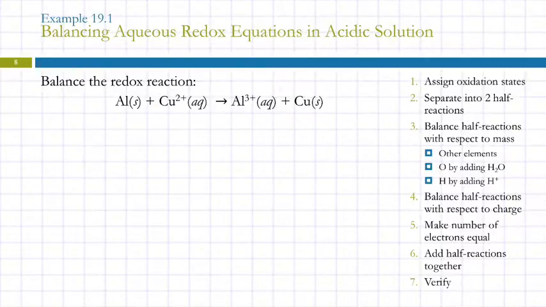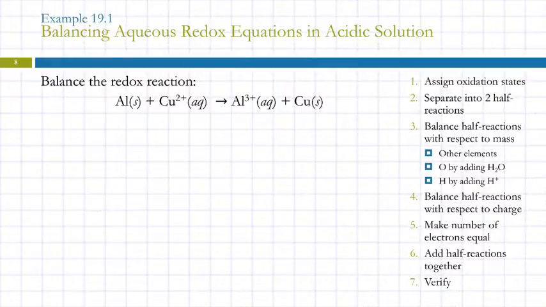The problem is that on the left side we have a total of positive 2 charge. On the right side we have a total of positive 3 charge. You can't have a charge just appearing out of nowhere. So this is balanced by mass, but not by charge. So we're going to use the half reaction method. So first of all, we're going to assign oxidation states.